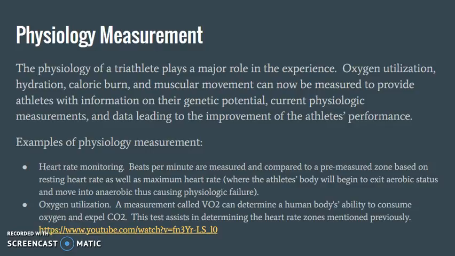And then oxygen utilization, a measurement called VO2 or VO2 max, helps determine a human body's ability to consume oxygen, and then after the muscles utilize that oxygen, expel the carbon dioxide, which is the used-up oxygen that comes out of the lungs. And the test assists in determining heart rate zones mentioned in that previous statement with heart rate monitoring. And you can see a video of somebody doing a VO2 max test in the link there for YouTube.